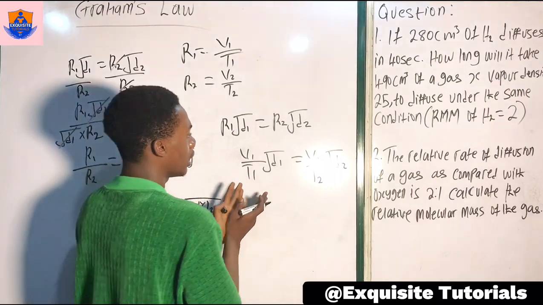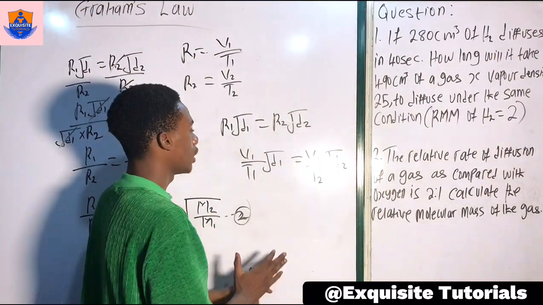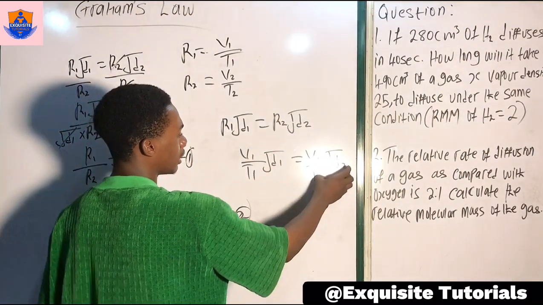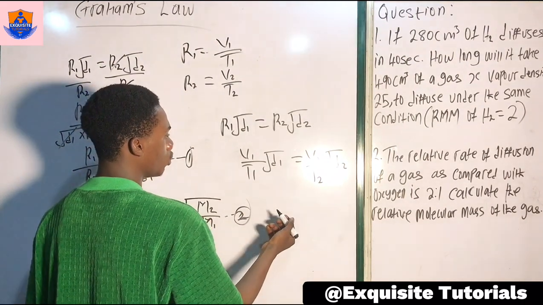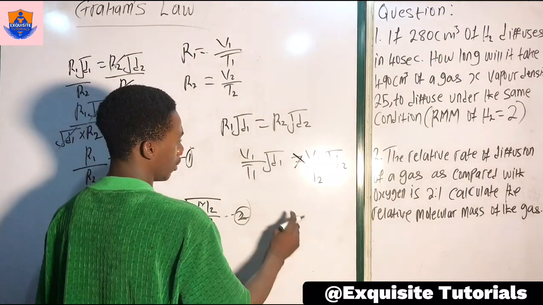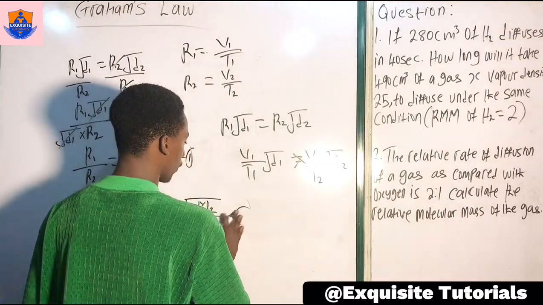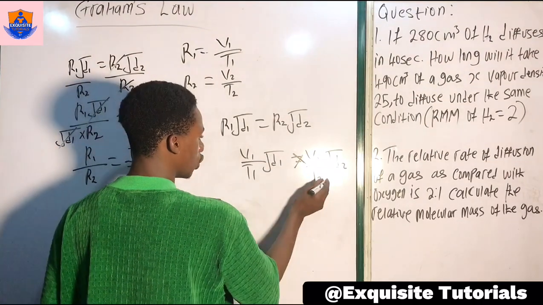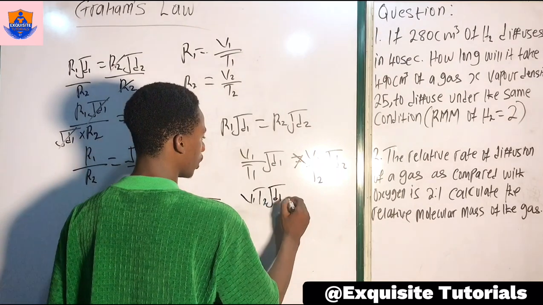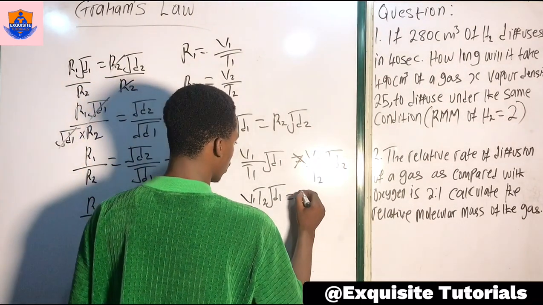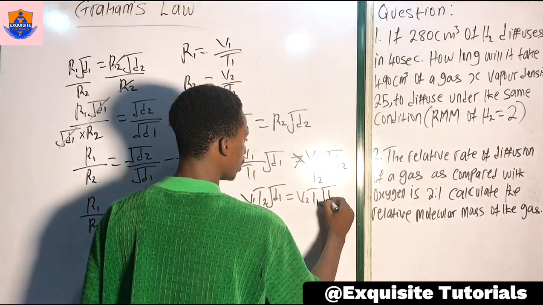So now let's make this equation look matured. Let's take density to one side, then the volume and temperature to the other side. So what do we do? We can cross multiply. Take this one here, take this one here. So we have this equation 2. We have V1 T2 root D1 is equal to V2 T1 root D2.